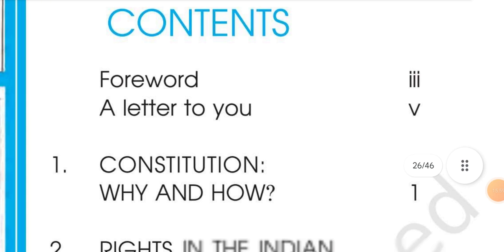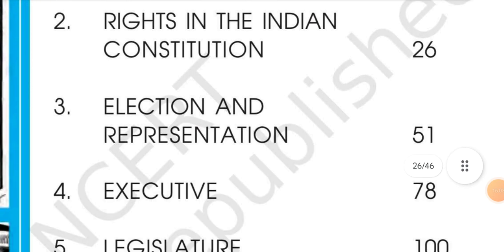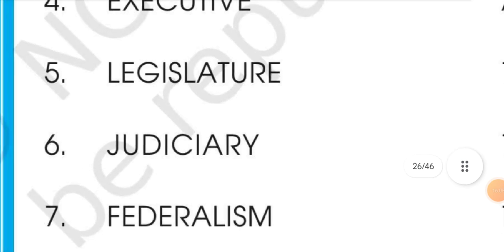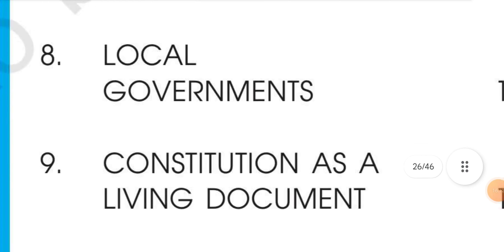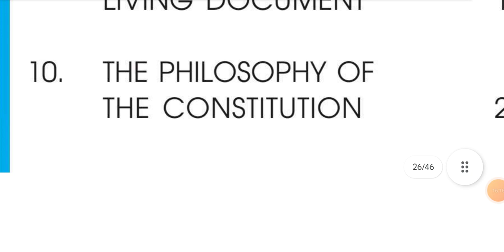Contents. Foreword. A letter to you. 1, Constitution: Why and How. 2, Rights in the Indian Constitution. 3, Election and Representation. 4, Executive. 5, Legislature. 6, Judiciary. 7, Federalism. 8, Local Governments. 9, Constitution as a Living Document. 10, The Philosophy of the Constitution.